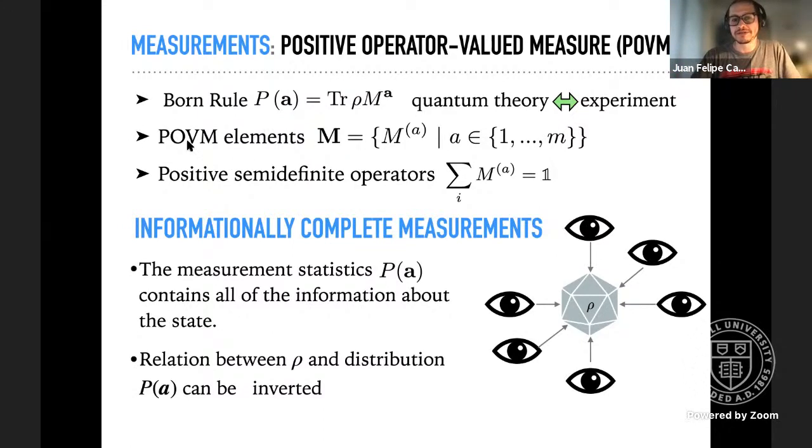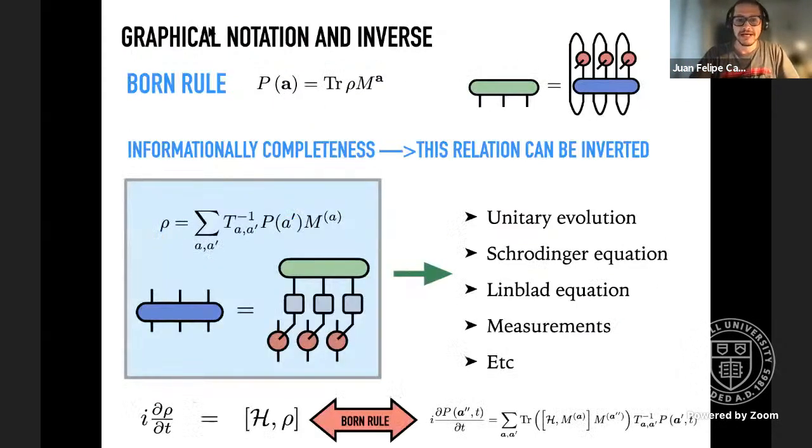These measurement operators, POVMs, there's a list of them, and they're positive semi-definite, and they add up to the identity. In general, you wouldn't be able to represent the full quantum state as a probability just by measuring a couple of POVMs, but there are so-called informationally complete measurements where the statistics of those operators contain all the information about the quantum state. The geometric cartoon is that you have a quantum state, a very high dimensional object, but if you measure it from different angles, then eventually the statistics of the measurements will specify the quantum state. In those cases, the relation between the density matrix and this probability distribution can be inverted. And so this is the inverse.